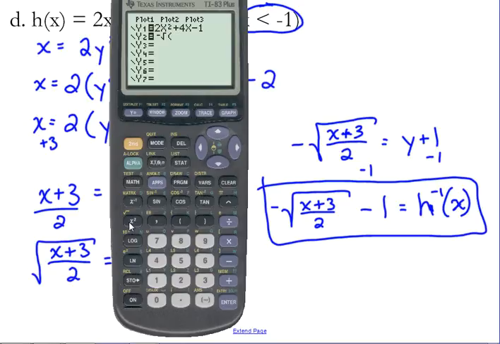Now, be careful with this. X plus 3 needs its own set of parentheses. Okay, that parenthesis right there is for the square root. I got to put x plus 3 in parentheses, divided by 2. Then I can close parentheses, because that's the only thing that's under the square root. The minus 1 goes on the end. Okay, I'm going to put one more equation in here. I'm going to put the line y equals x.